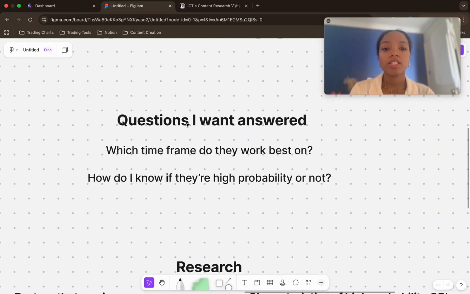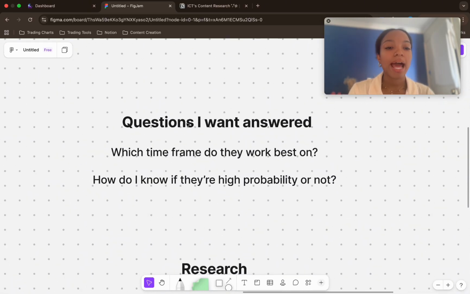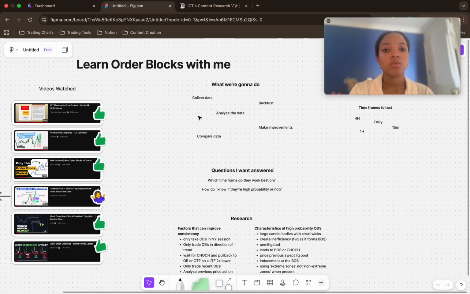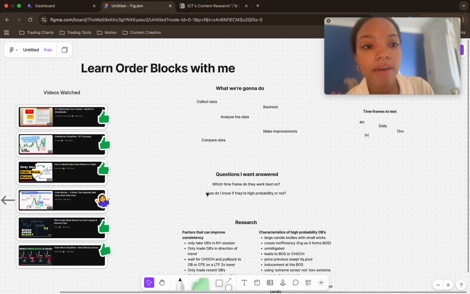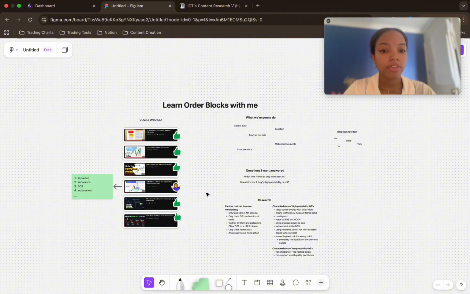Questions I want answered is what time frames do they work the best on, and how do I know if they're high probability or not? So I want to understand what's the win rate of order blocks on daily time frame, 4-hour, the 1-hour, and the 15-minute. And I'm not going to actually use these order blocks as my entry models, as I already have a strategy in terms of how I enter in and out of the charts, but this is just going to improve my high time frame narrative and just understanding what price is doing.